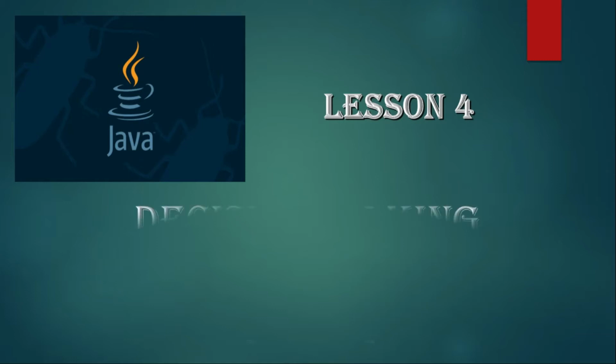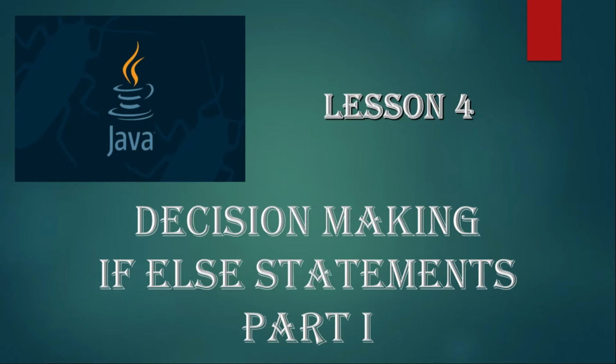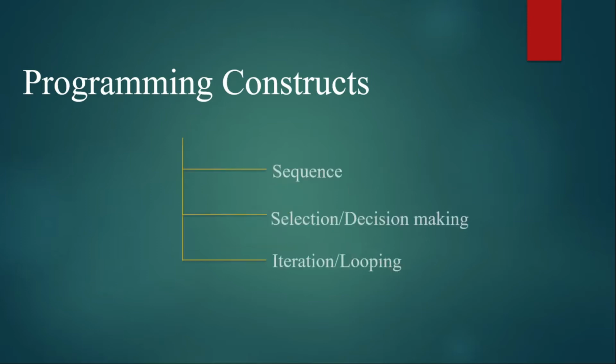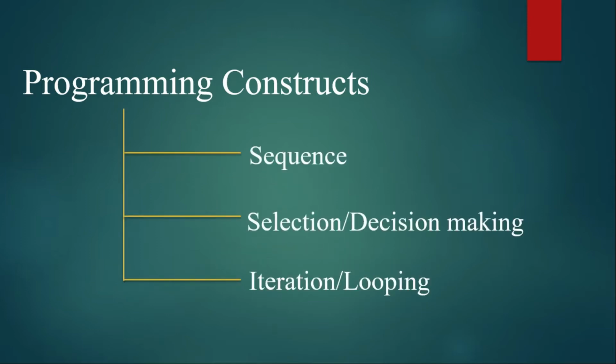In this module, I'll be discussing the decision-making statements in Java, the if-else statements. Before we jump right into the decision-making statement, let us briefly discuss the different programming constructs available. In a program, statements may be executed sequentially, selectively, or iteratively. Every programming language provides constructs to support sequence, selection, or iteration. Let us see what is meant by sequence, selection, or iteration constructs.